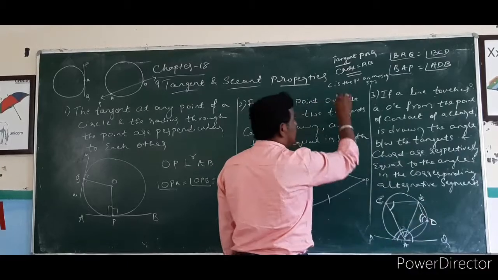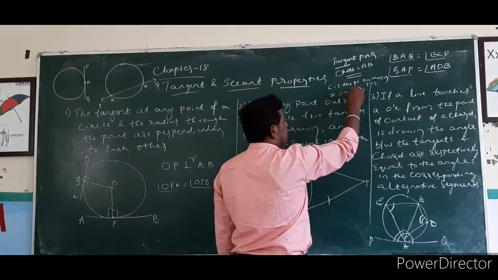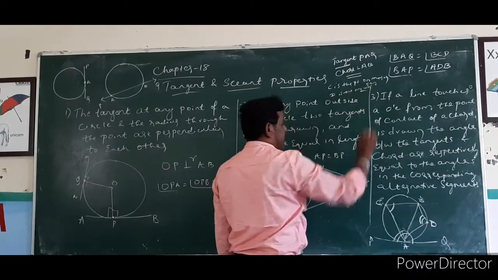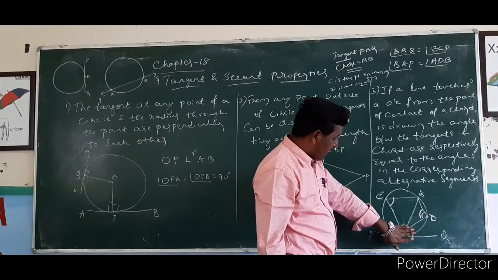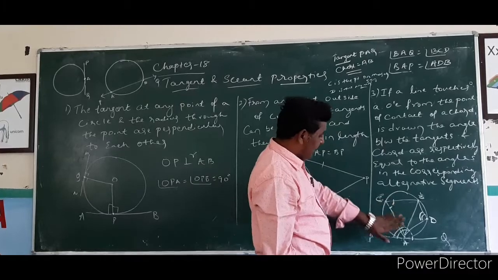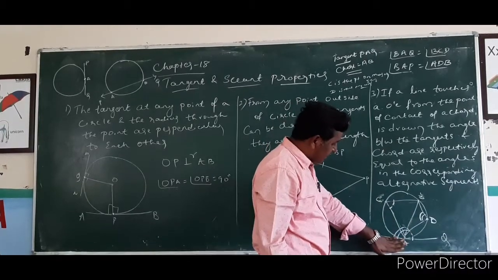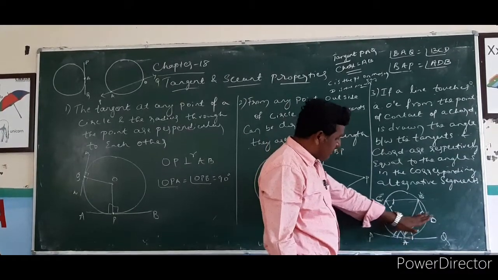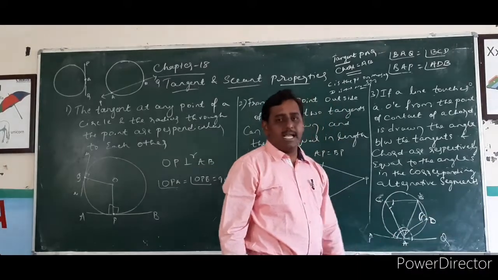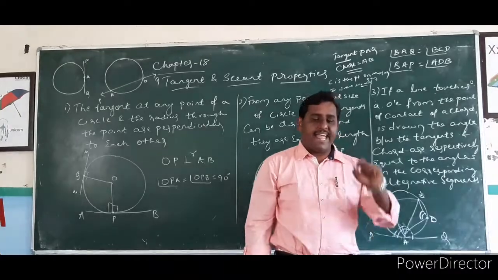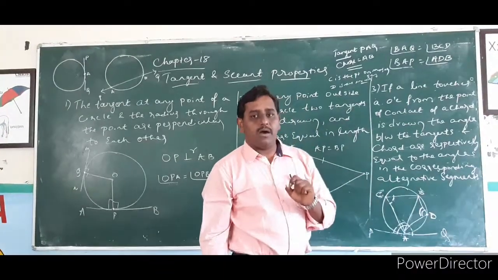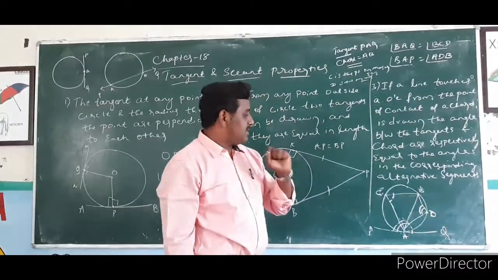D is the point on the minor segment. If this angle is equal to this angle, if you find this tangent and the angle between them, this angle is equal to this angle. That means the angle between the tangent and chord is equal to the angle in the alternate segment.